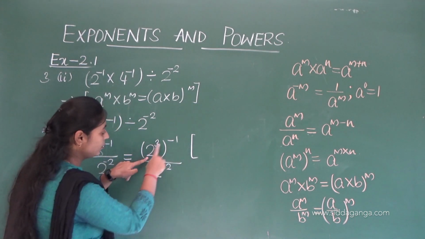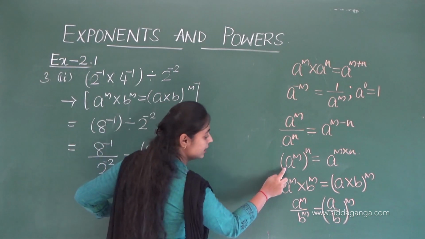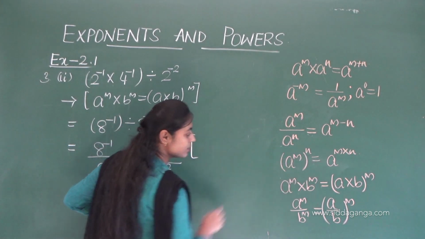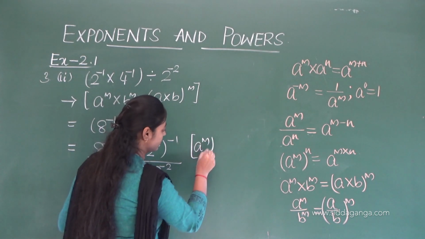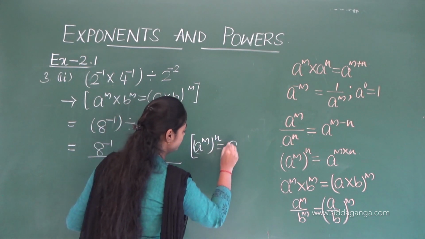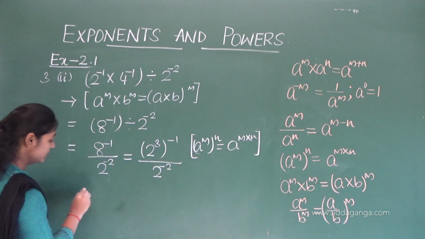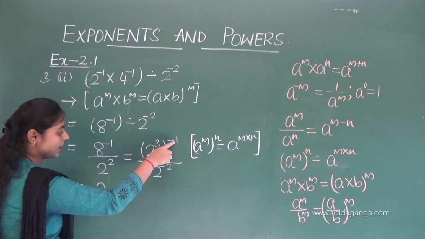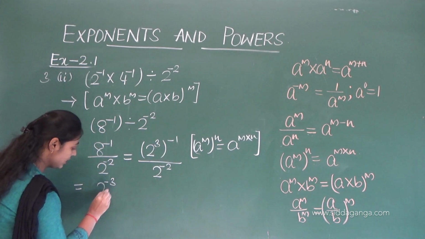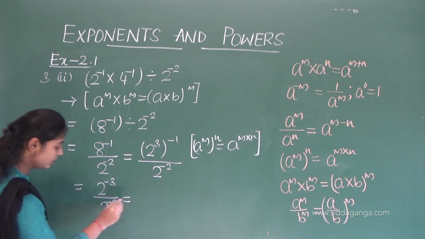A power m whole power n is equal to a to the power of m into n, that is equal to 2 to the power of 3 into minus 1, which is minus 3, divided by 2 to the power of minus 2.